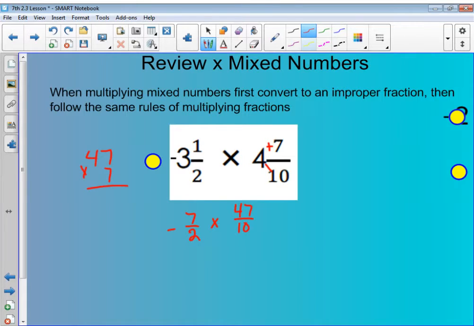So 47 times 7, 49, and 28 plus 4 gives me 32. So I get 329 over 20, and that would be a negative answer. And then if you wanted to change that to a mixed number, let's see, 20 would go into 105 times. So 200 would be 10, 300 would be 15, and then 20 would be a 16. Puts me at 320. I have 9 left over, over 20. So as a mixed number, that would be negative 16 and 9/20.